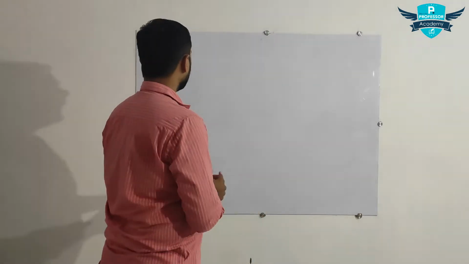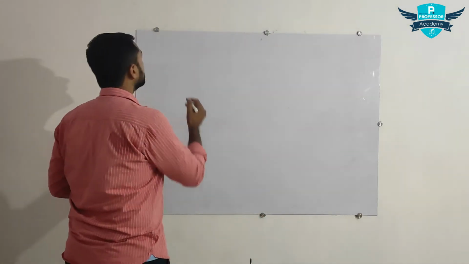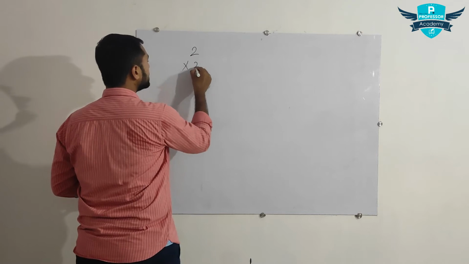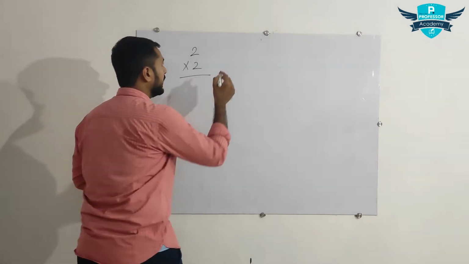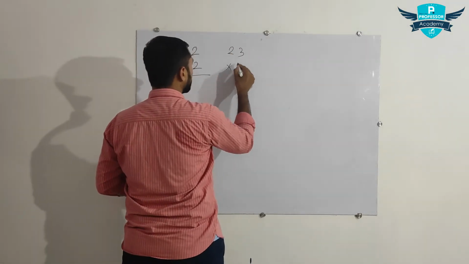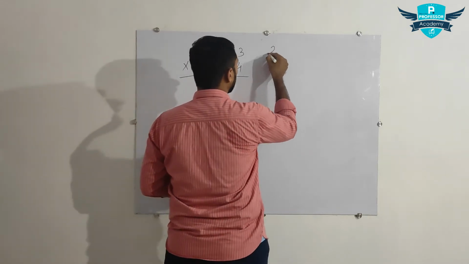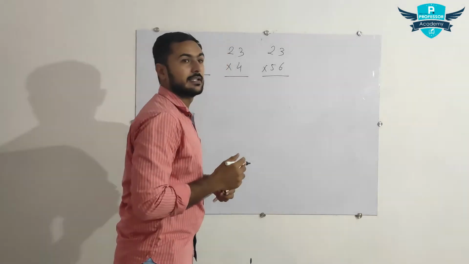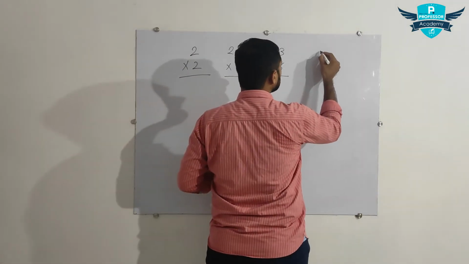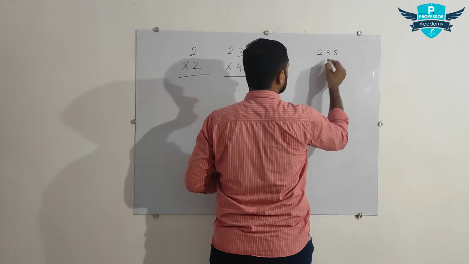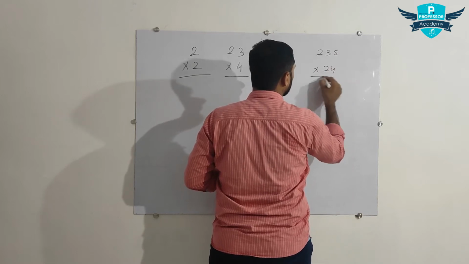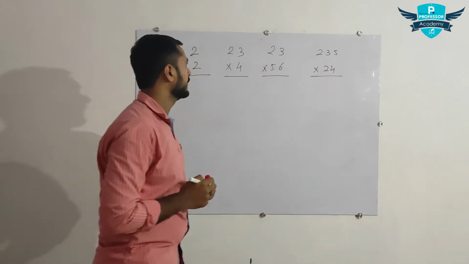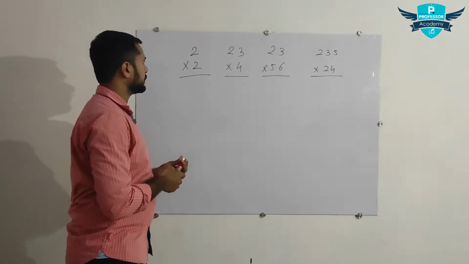In that, we have seen the multiplication of single digit with single digit, then double digit with single digit, then double digit with double digit, and triple digit, it means 3 digit with double digit. Okay. So let's start from the first one.